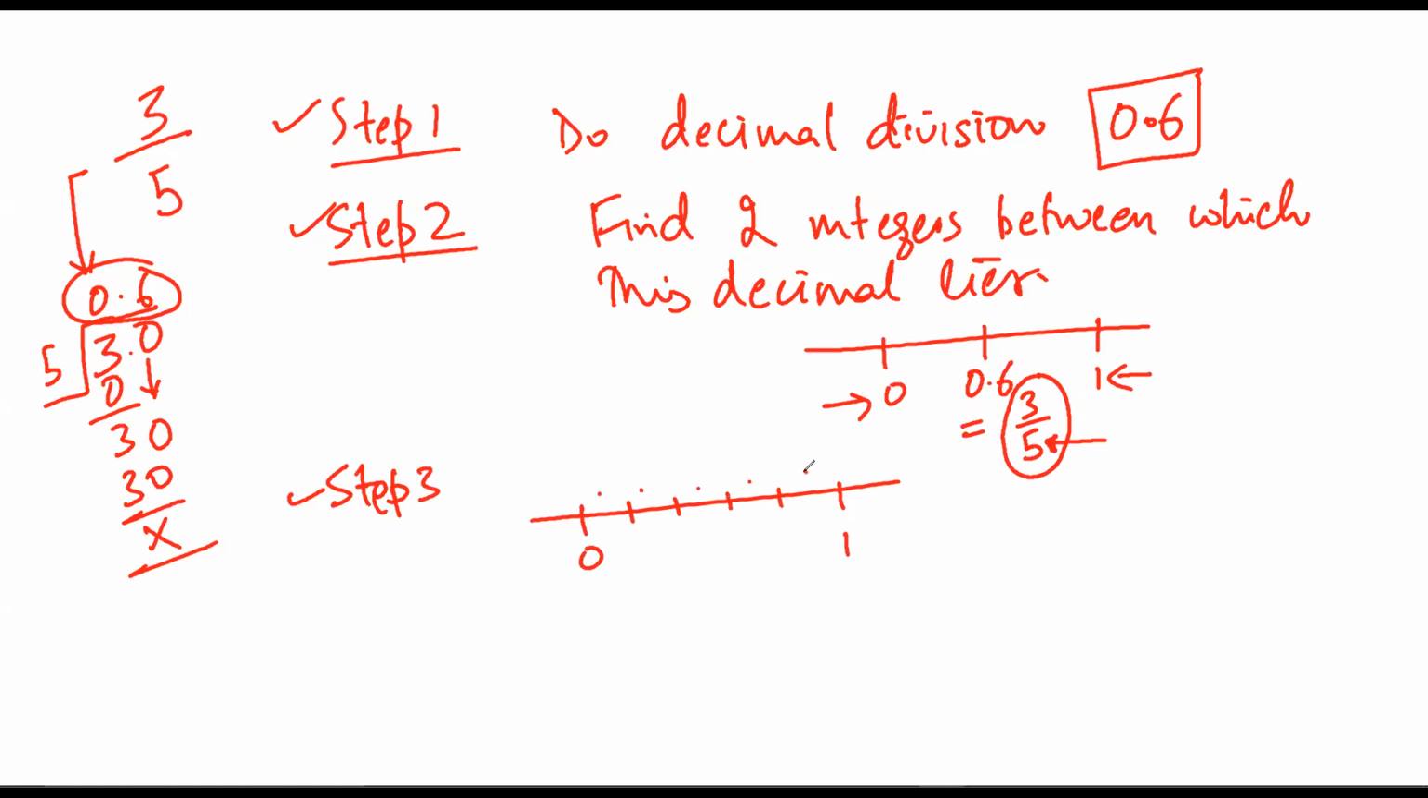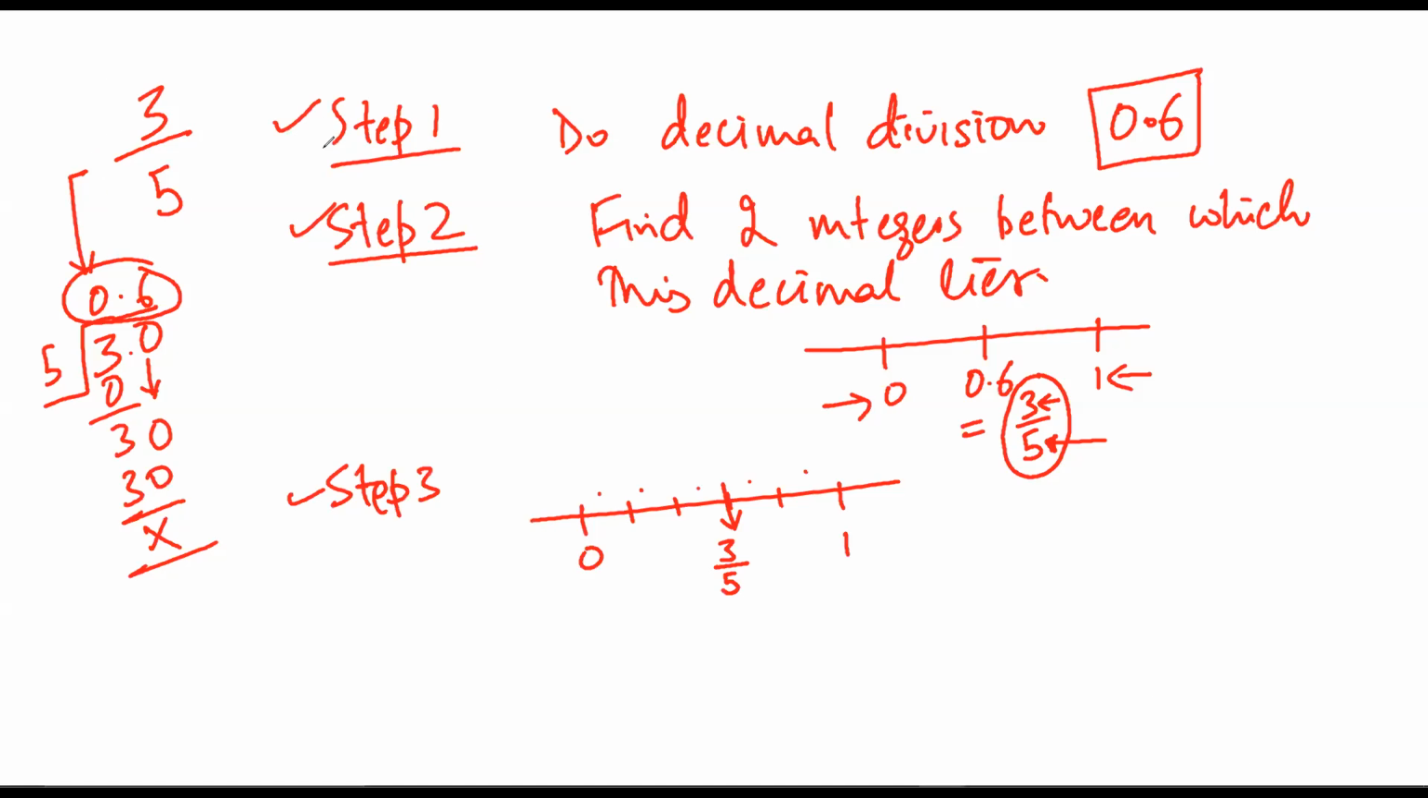Have you understood? Yes, sir. So 3 by 5 would be the third part. Third part implies 1, 2, 3. This will be equal to 3 by 5. Have you understood or still confused? I understood. Okay. I'll do another example so that it is amply clear.